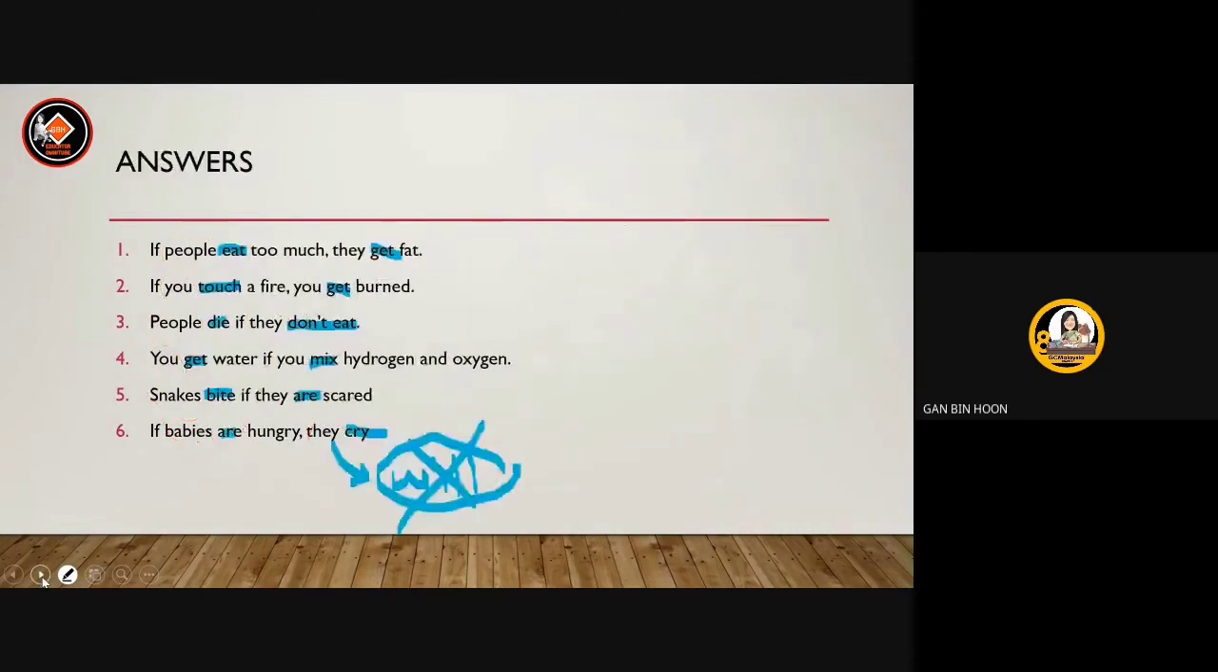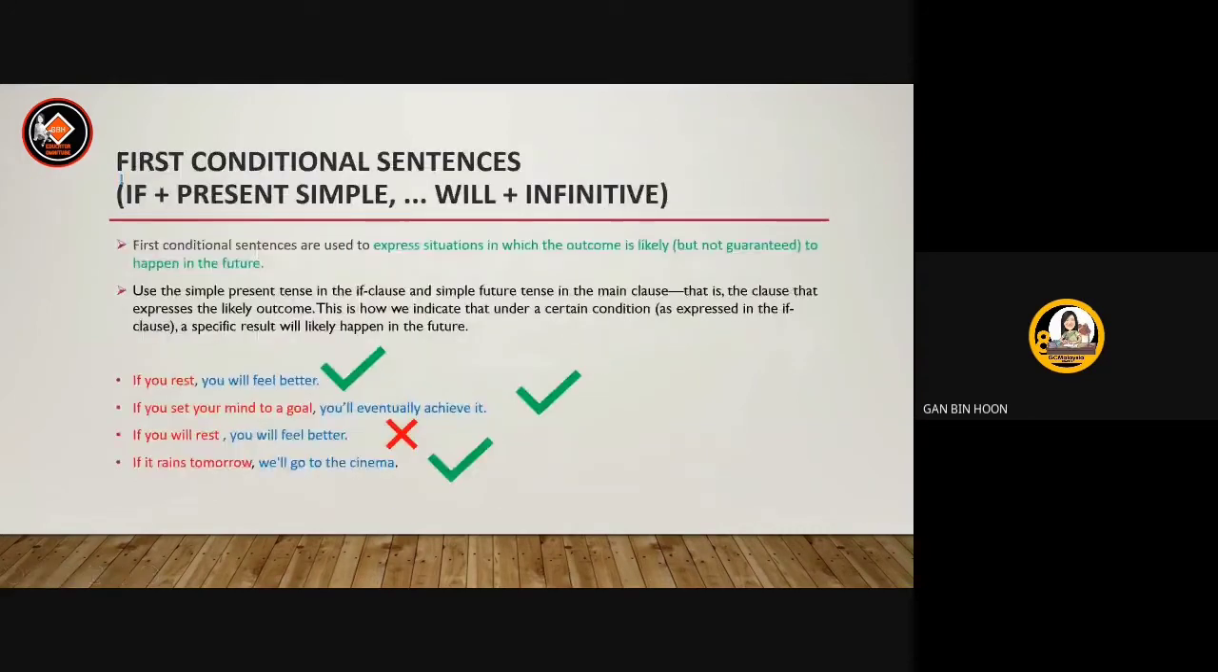Okay, let's look at the second one. So we have the first conditional. Now we look at the first. What does first mean? The first formula is easy. If present simple, now there is will and infinitive. Infinitive means root verb. Root verb is the original form. Okay, you cannot add anything. Okay, how do we know this?